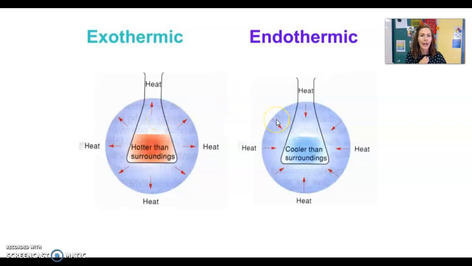In an endothermic reaction, this is going to feel cold to us because the system is taking heat from the surroundings and going into the system. This is going to feel cold, where exothermic is going to feel warm for us because that heat is coming from the system to the surroundings. In this case, the system is taking in heat from the surroundings.